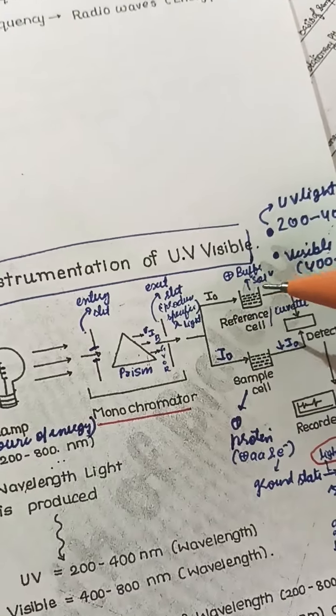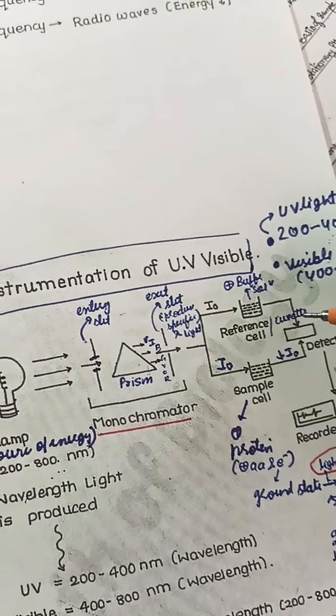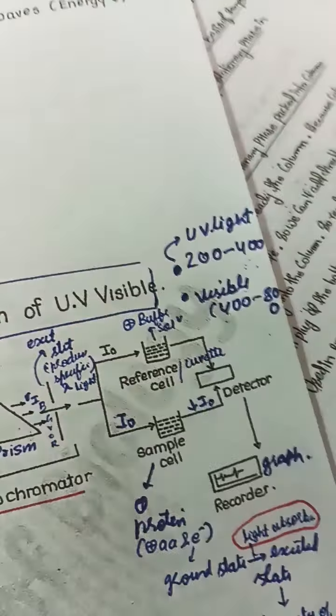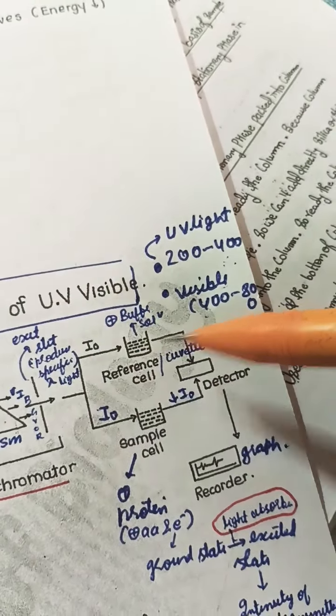Now first it will go to the reference cell. In this there is buffer solution present. The reference cell is also known as a cuvette, which is made of glass or quartz. When the light passes through the buffer solution, it will produce almost the same intensity of light, because no cells are present.